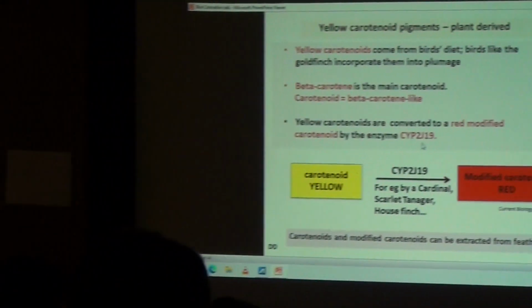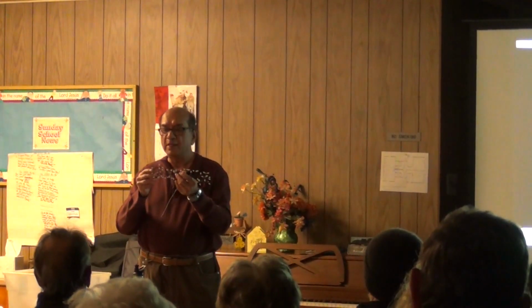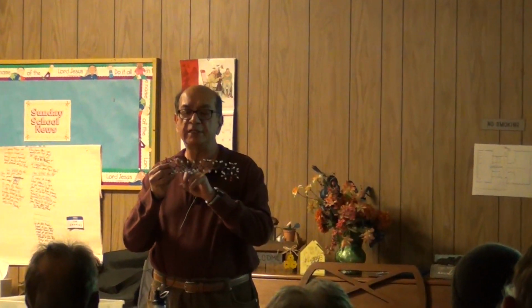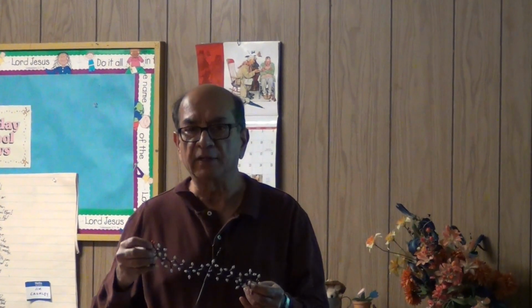Here is the structure of beta carotene, and you can see it's a long chain and it's flat, and because of the length of this chain it can interact with light and give you a yellow color. The two places I've marked by red are the places where CYP2J19 modifies this to make it red colored. Compare this to the size of glucose, so it's a lot bigger.